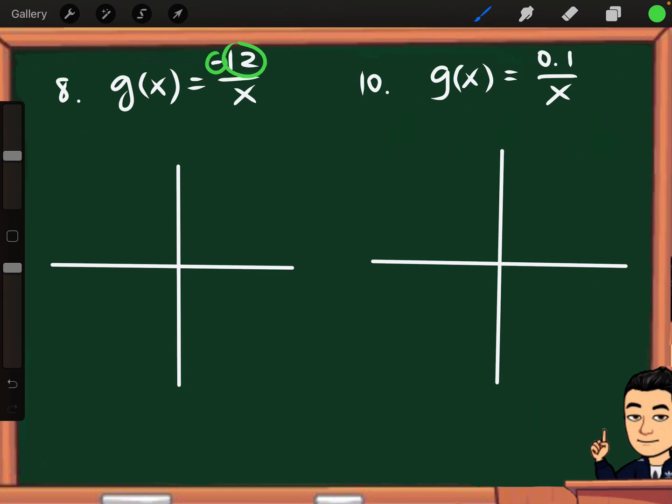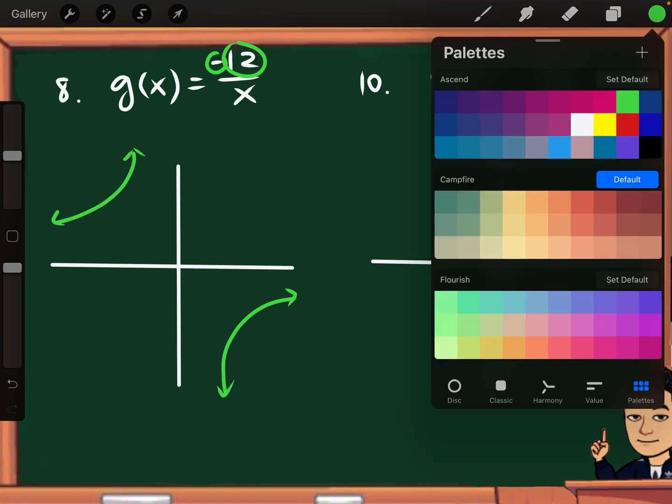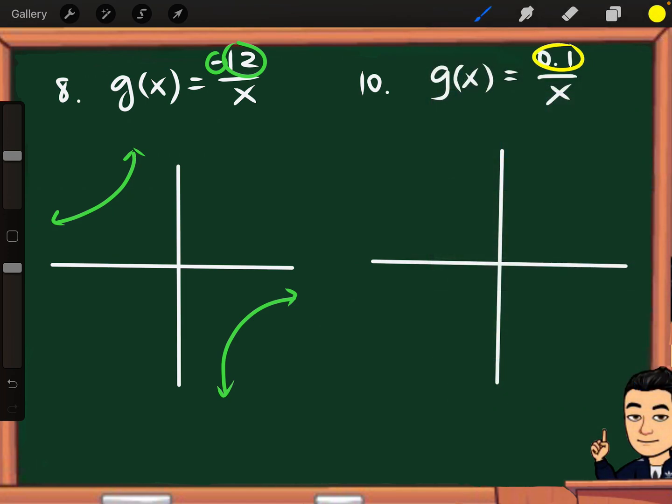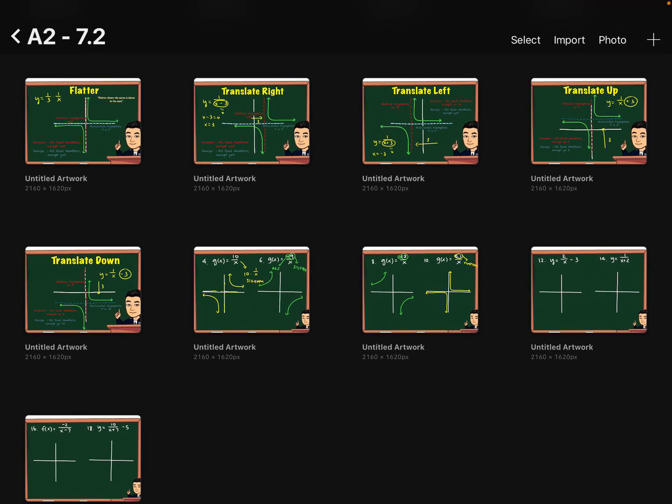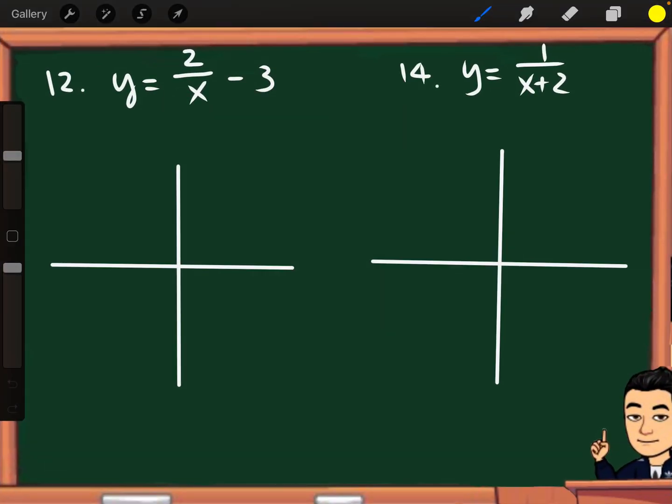So for number 8, it's going to be similar to number 6. There is a negative, and that's steeper. Okay, so you're going to draw 2 curves in quadrant 2 and quadrant 4, and that's it. Next, 0.1. So this is going to be flatter, which means you are going to draw the curve closer to the asymptotes, like this. Okay, since there's no reflection, you're going to stay in quadrant 1 and quadrant 3. There we go. Let's check out the next one.